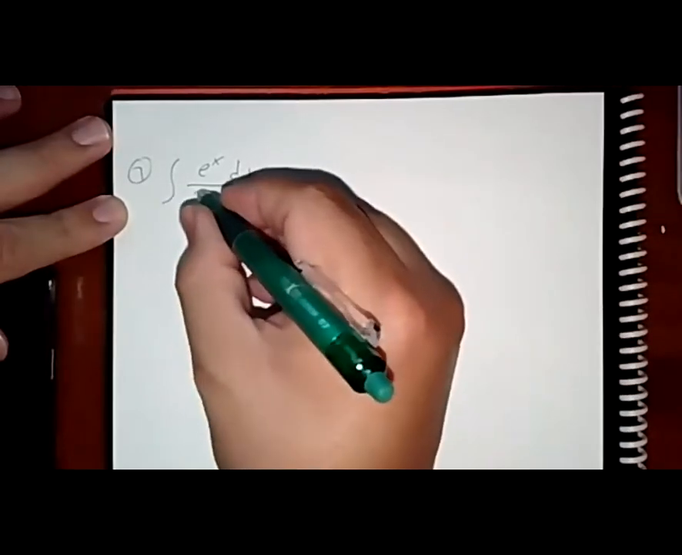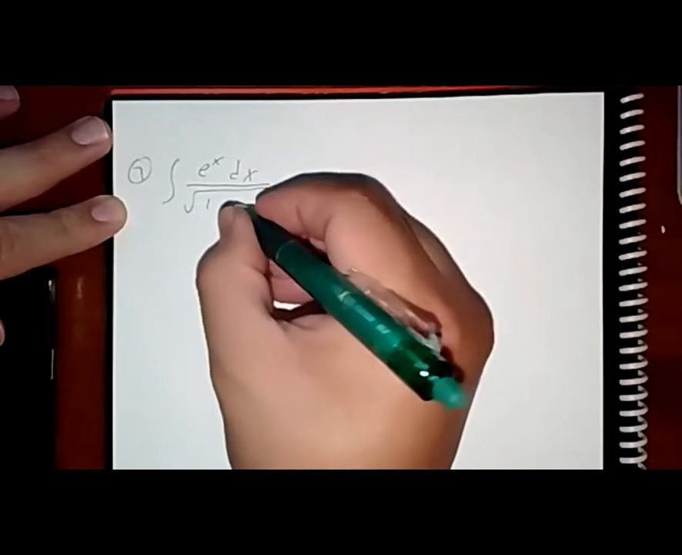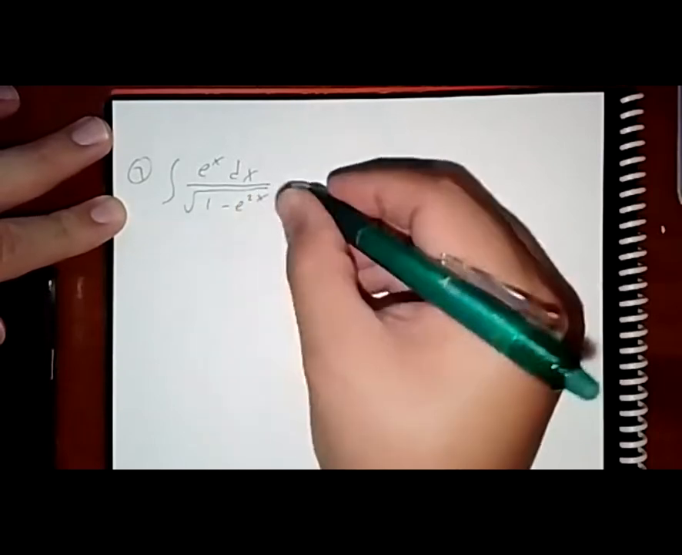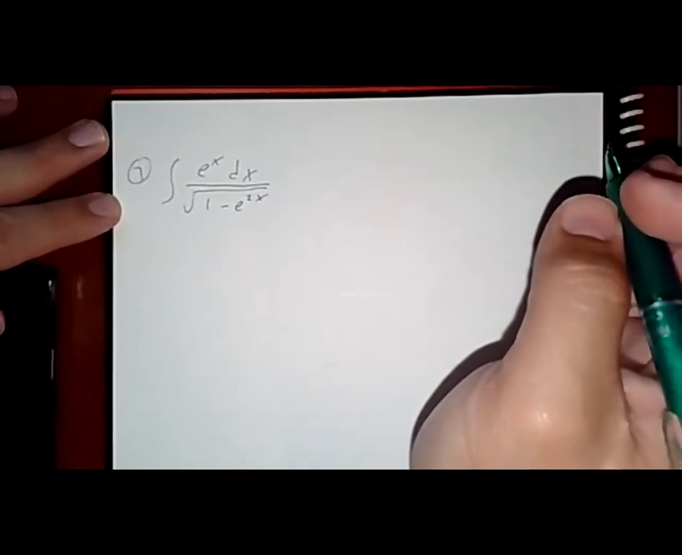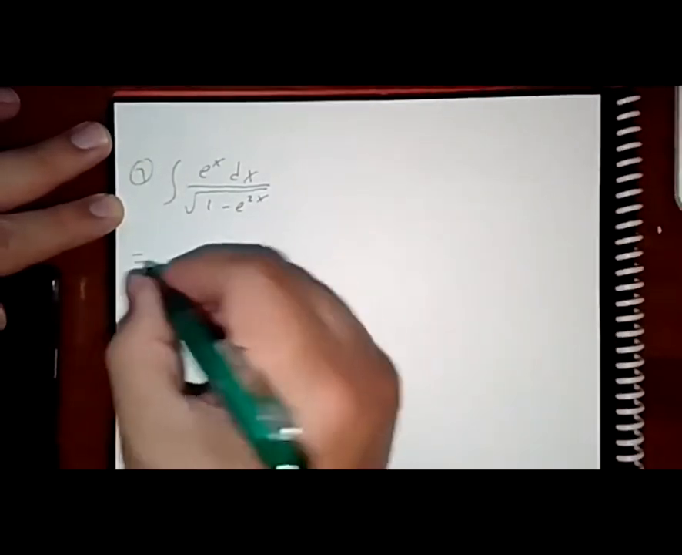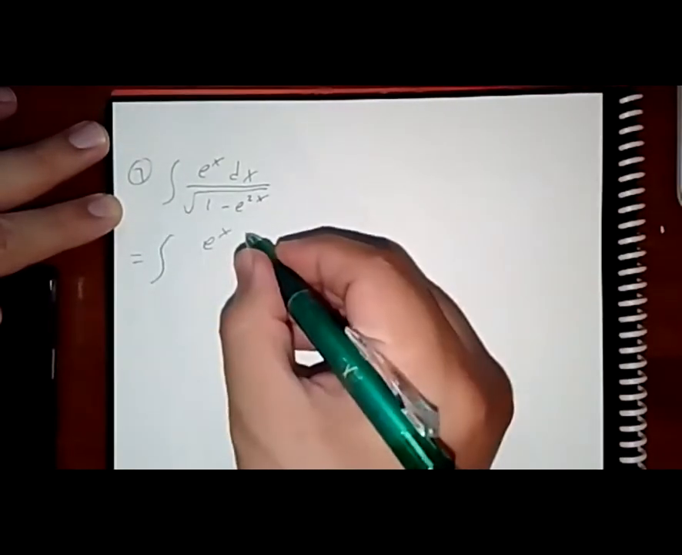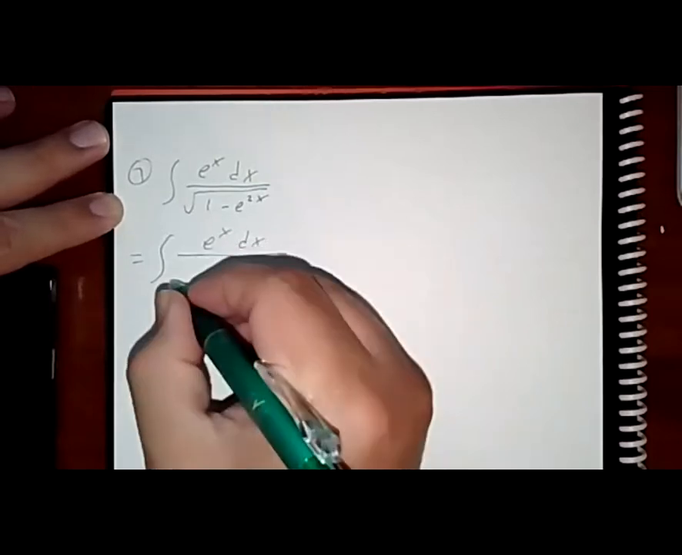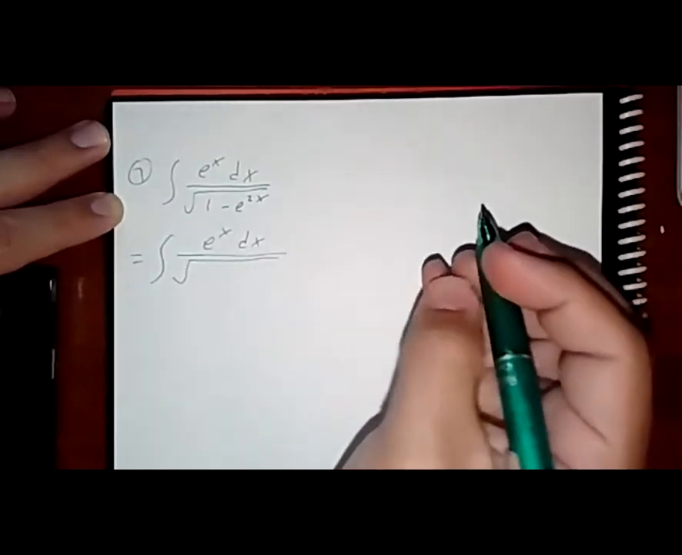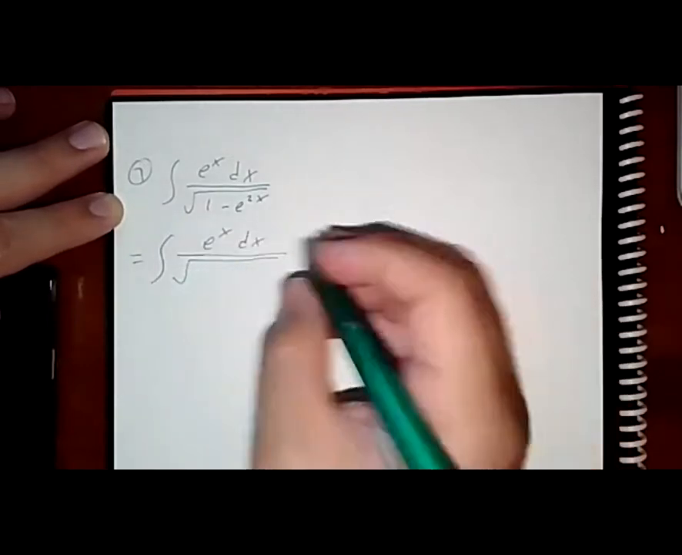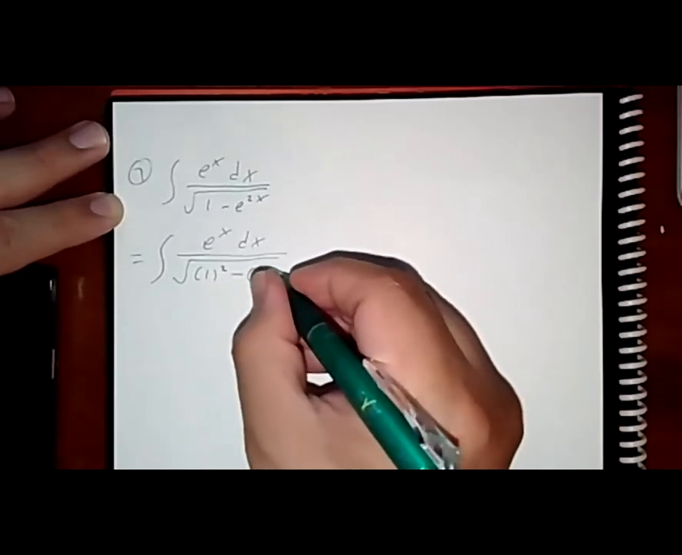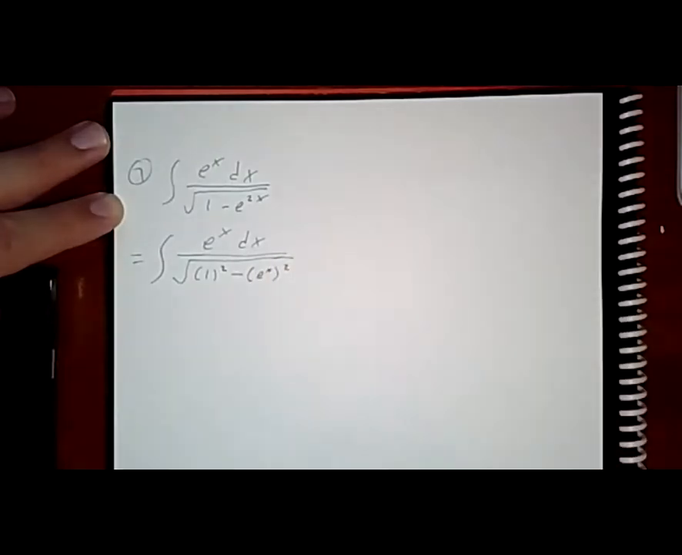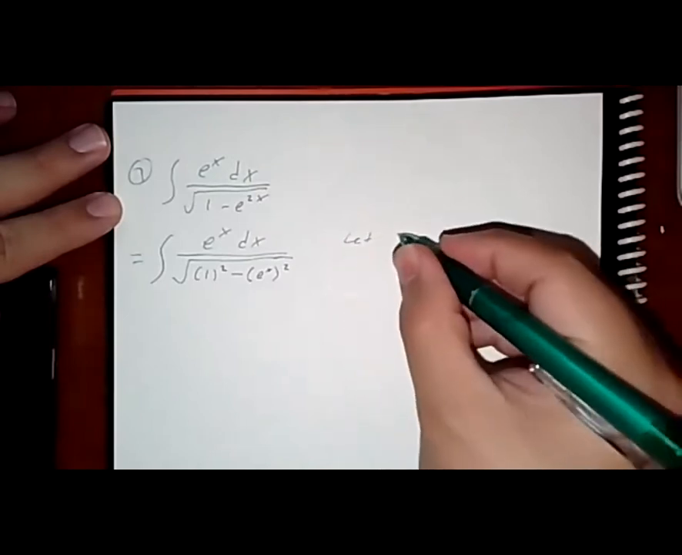So e^x dx over 1 minus e^(2x). Basically, we have to set it up first. You need to be able to see that this is a trig, or inverse trig, integral. See how you can rewrite this to make it more obvious to you.